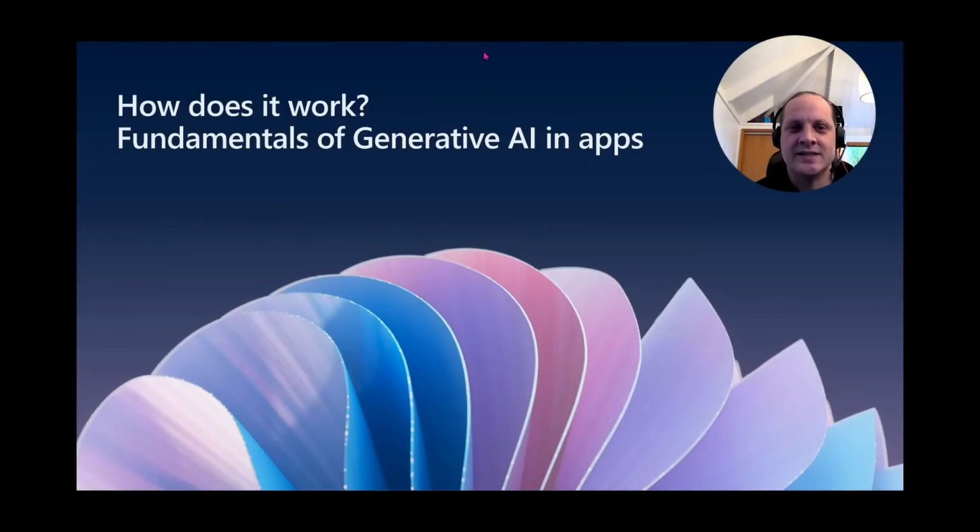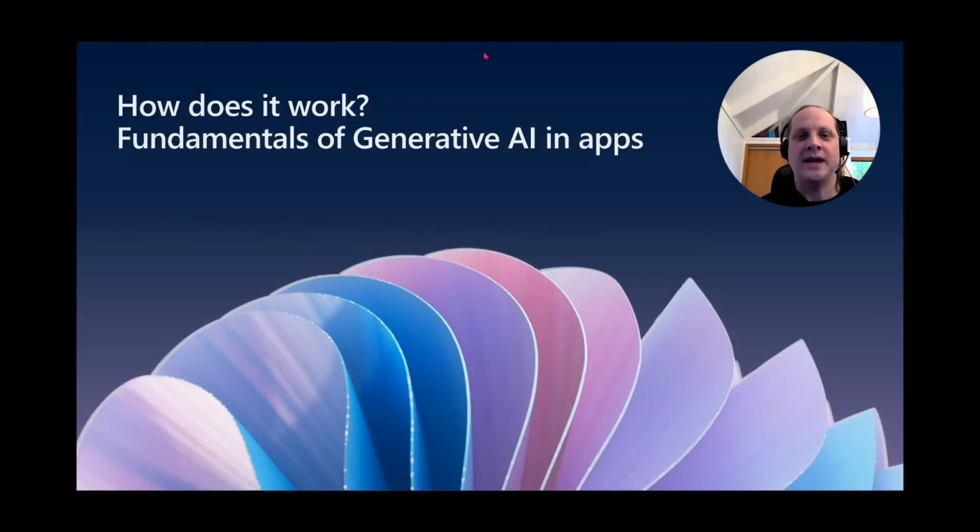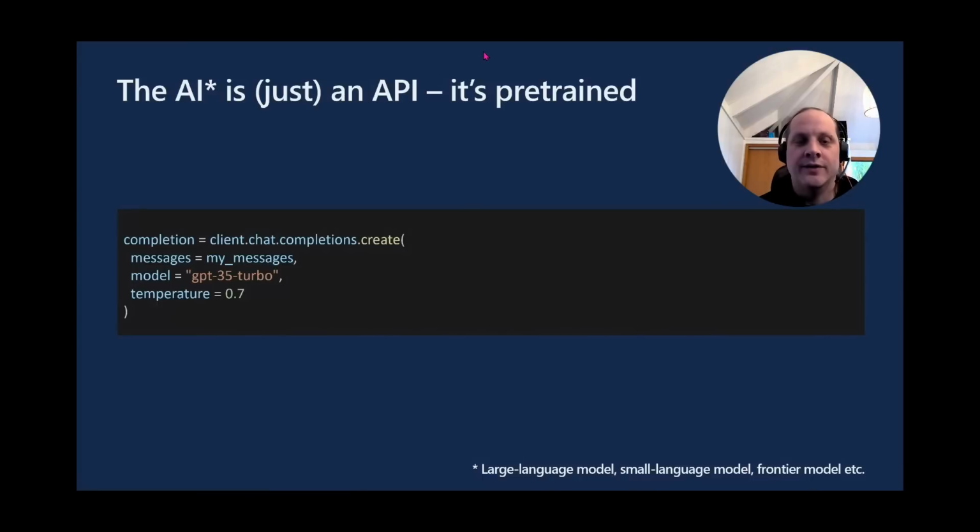But first, let's reset and have a look at the fundamentals of how a generative AI actually works inside an application. The most important thing is that a large language model, or a small language model, or one of these frontier or foundational models, is pre-trained. They are just API calls. They're just an API call away. So we often look at generative AI solutions and think, oh, we need to train our model or we need to fine tune a model. That is not correct. We can take one of these pre-trained models, make an API call to it, and we're good to go.